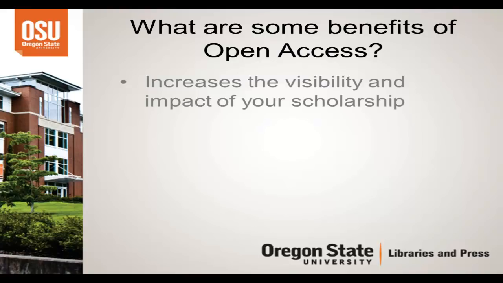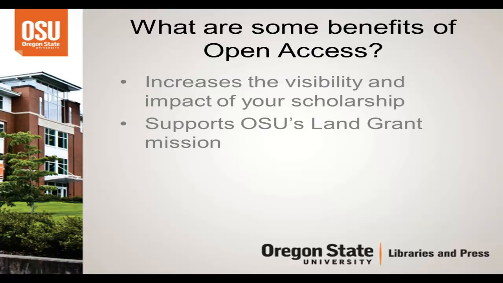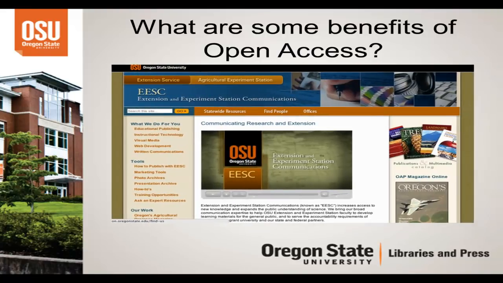Open access supports OSU's land-grant mission. A key element of the land-grant mission is public access. Taxpayers fund universities and faculty to do research. Open access allows the fruits of that research to be read and used by taxpayers, decision makers, teachers, and students. OSU's Extension and Experiment Station recognizes the importance of making OSU research available to the public by making every one of their publications available open access.